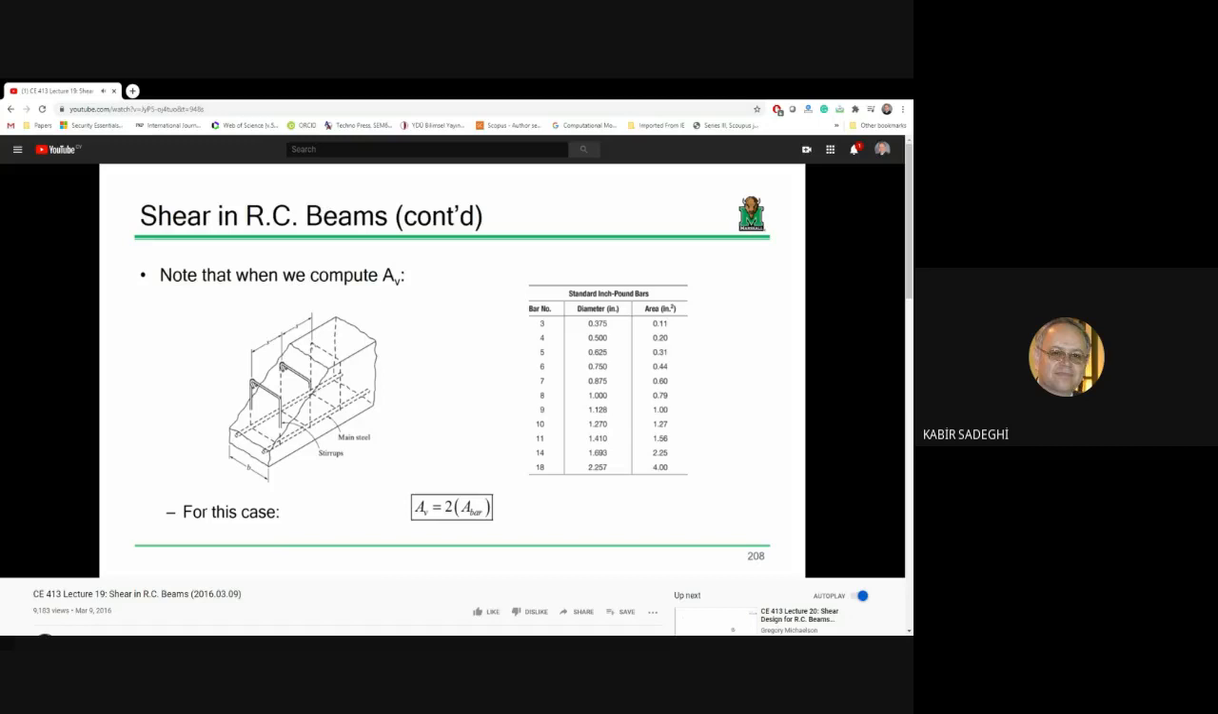Let's say you've just got a typical U-shaped stirrup or a hoop-shaped stirrup that you see right here. If I cut a section through that crack, how many bars am I cutting through right here? Not one, but two. Does that make sense?